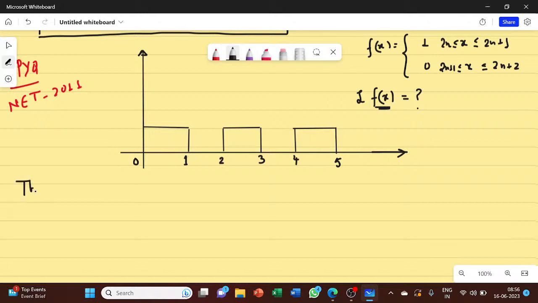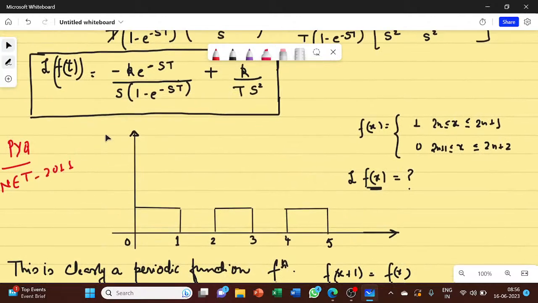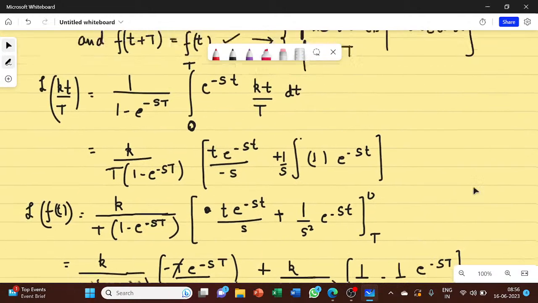So this is clearly a periodic function. I think with a period of 1, that is f of x plus 1 is simply equal to f of x. And if I want to find the Laplace transform of f of x, it will be equal to 1 upon 1 minus e to the power minus s. I think this was the formula. We just use this formula.